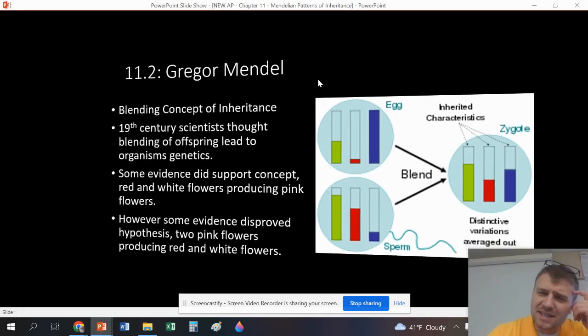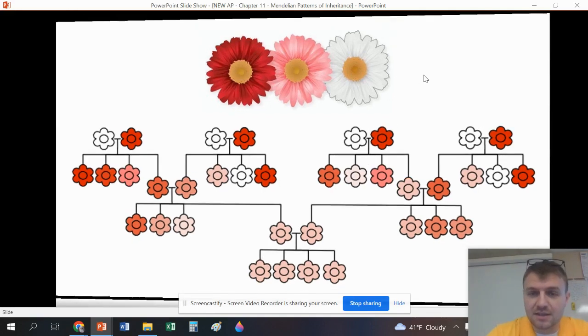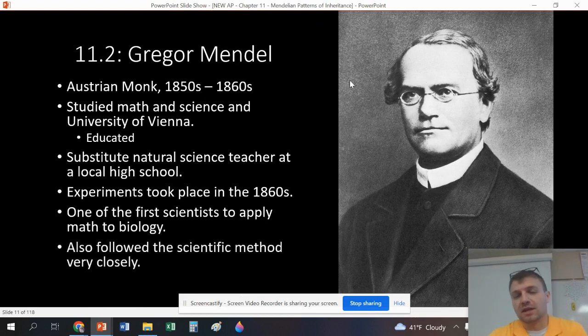Now, this makes sense in some data. You can see sometimes we do see a red and white flower, but it doesn't make sense for all of it, because if all flowers followed this blending hypothesis, every flower would be only one color. So it just doesn't make sense that the blending hypothesis is correct. So Gregor Mendel was an Austrian monk in the 1860s, and he was very educated.